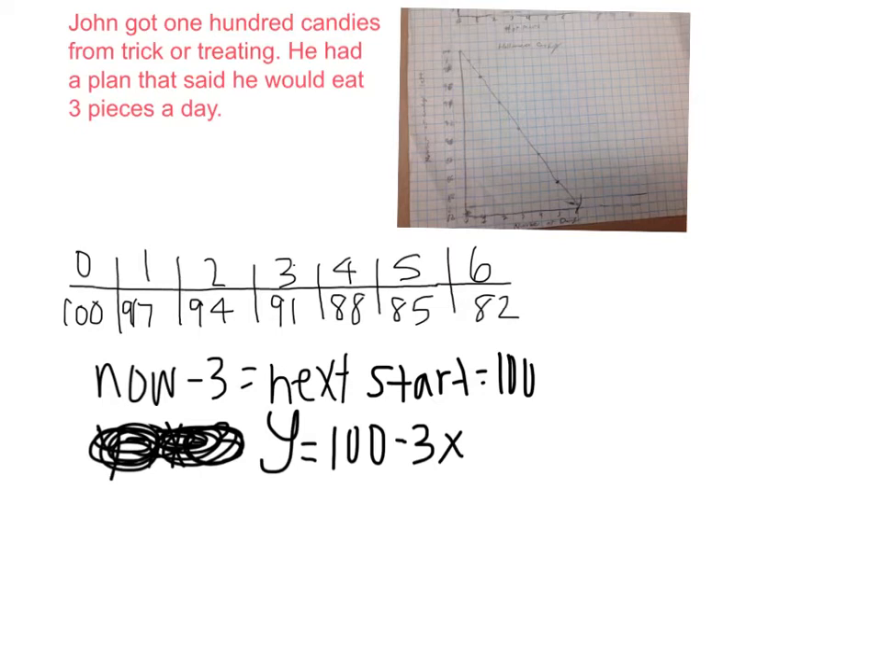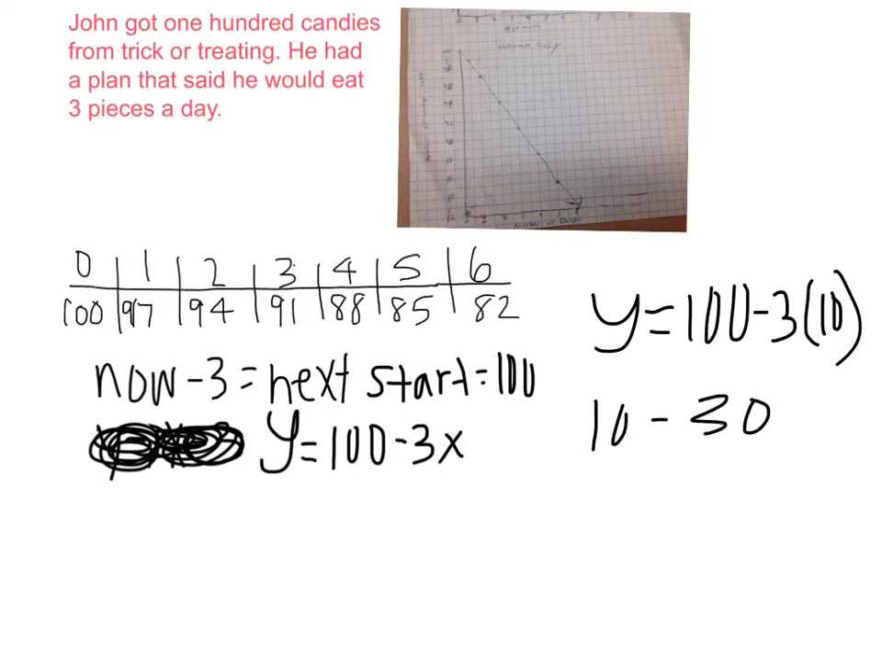And then we're going to do one of my problems, which is, how much candy will he have in 10 days? So we're going to do y equals 100 minus 3 times 10. And then we're going to do 3 times 10, which equals 30. And then 100 minus 30 would equal 70, and he'll have 70 candy left.